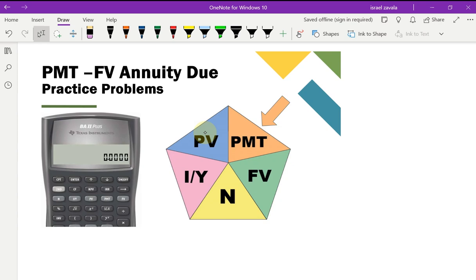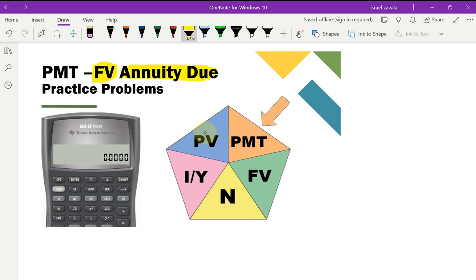Welcome back, students. We're going to continue with payments. Today, we are solving for the future value of a stream of payments. And I know what you might be thinking, didn't we already do this? But no, this is a different type of payment stream. These are known as an annuity due.